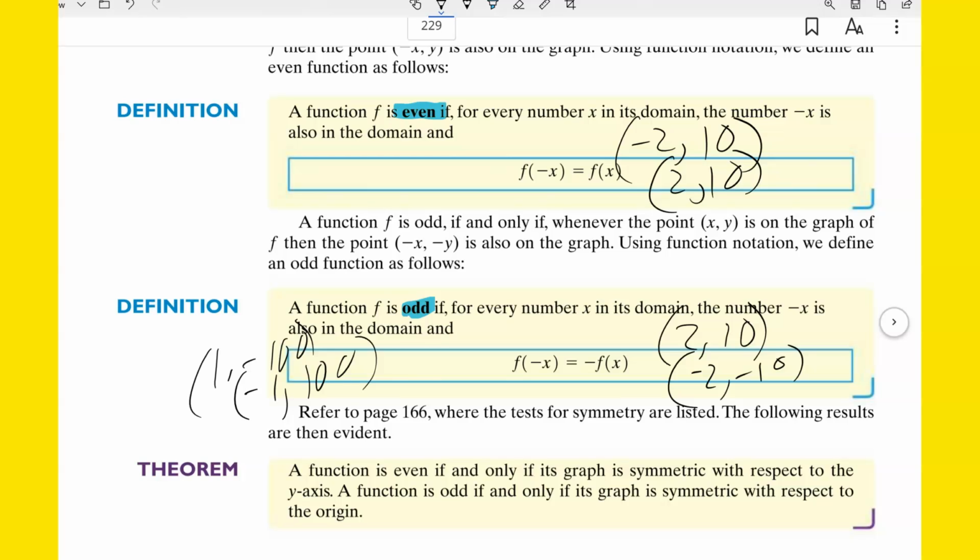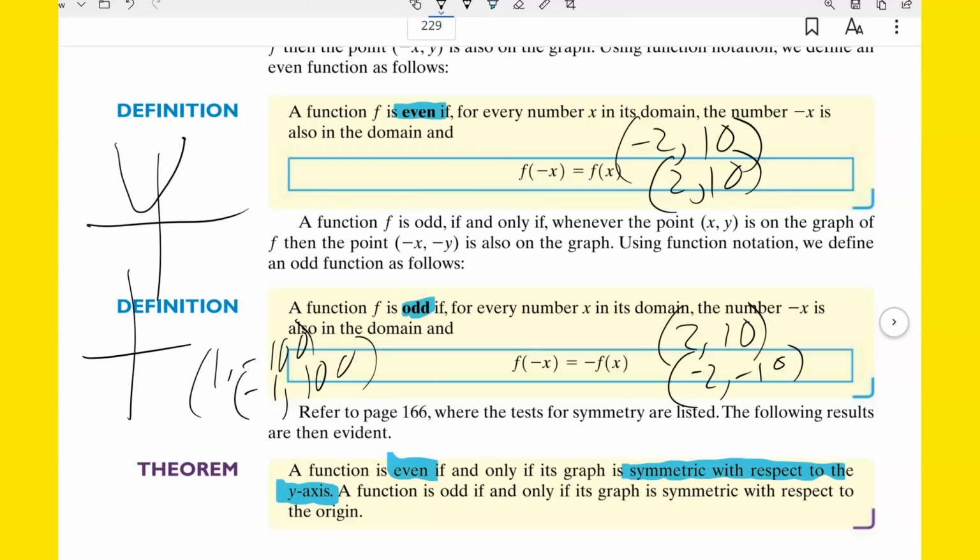All right, a function is even if and only if its graph is symmetric with respect to the y-axis. Symmetric with respect to the y-axis. Okay, so that would be something like, oh, I did not do that very well. It's hard for me to do this, like that. So here's the y-axis. If you fold it on the y-axis, the function folds onto itself. It's a mirror image on the y-axis.